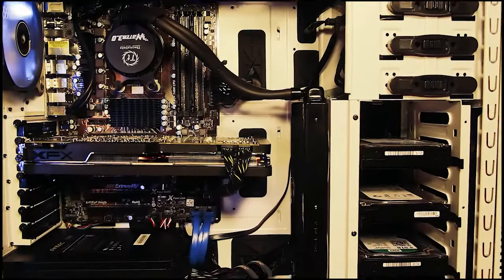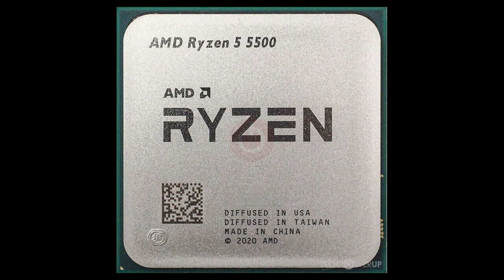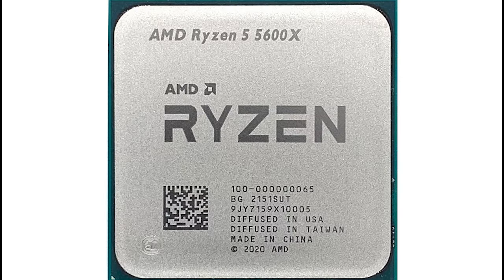Today, we're talking about the AMD Ryzen 5 5500 CPU, which is currently on sale for just $87.07 on Amazon. That's a steal compared to the Ryzen 5 5600X, which is priced at $135. Let's dive into the specs.